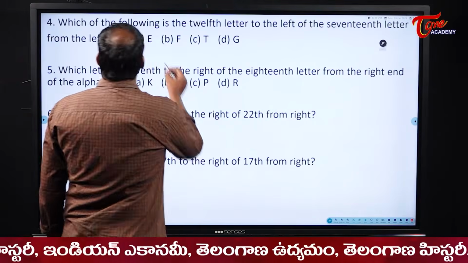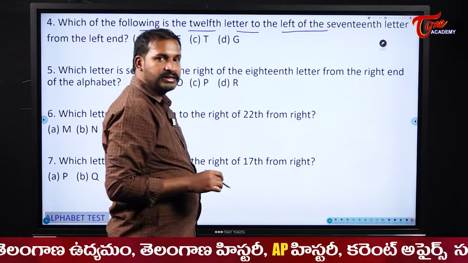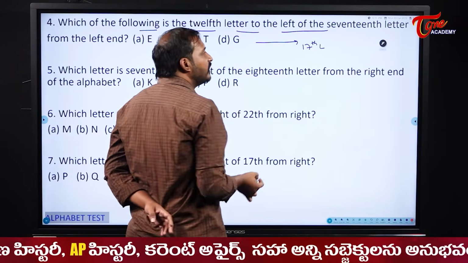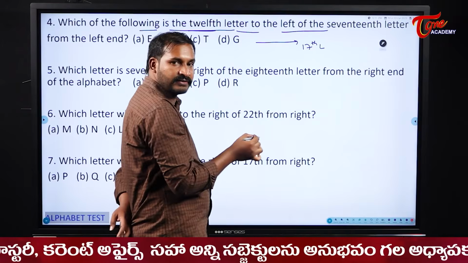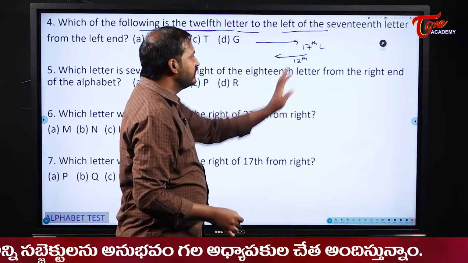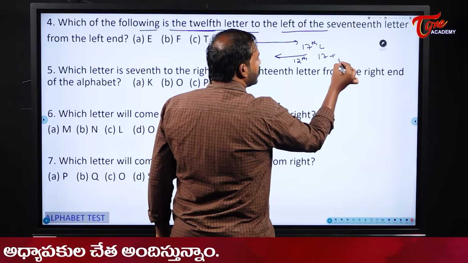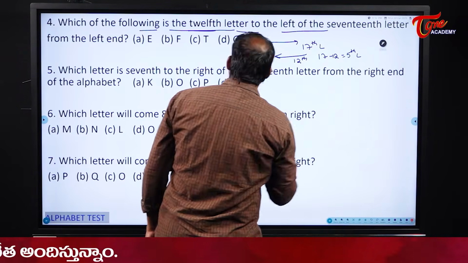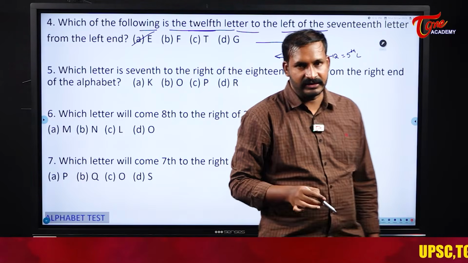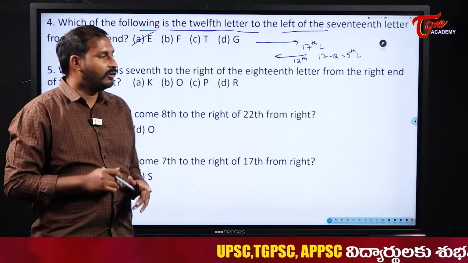Now please see here. Which of the following is the 12th letter to the left of the 17th letter from the left end? 17th letter from left end means you will move in this direction. To its 12th letter to the left. That means you will move once again in this direction only, right? 17 minus 12, what does it become? 5th from left. What is the 5th alphabet from left, students? In EJOT, E is the 5th alphabet from the left. Understood? Just by using these arrow marks, you should understand the concept, students. Okay, next.